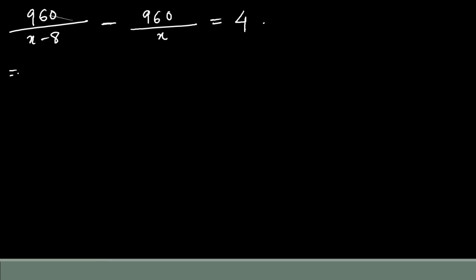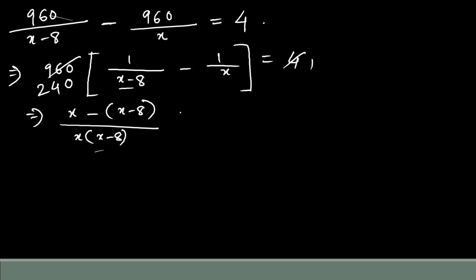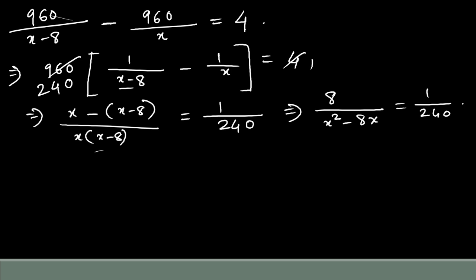Okay. So let's say you take 960 as common. You have 1 divided by x minus 8 minus 1 divided by x, and here you have 4, right? So 4 times 1, 4 to the 8, 116. So you get 240. Okay. So now you can just do the calculation. x times x minus 8. x minus 8 and x minus 8 will get cancelled. And here you will get 1 divided by 240, right? So x minus x gets cancelled from the numerator. You get 8 divided by x square minus 8x equals 1 divided by 240, right?